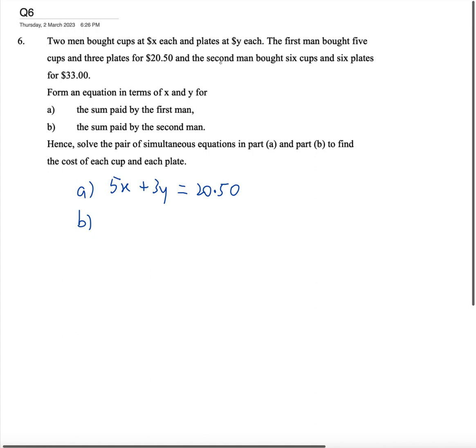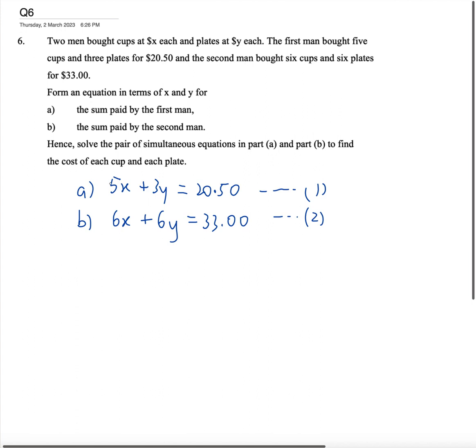The second equation is similar. We have 6 cups. 1 cup is X dollars, so 6 cups is 6x. And 6 plates, each plate is Y dollars, so 6y is the total cost for the plates. Total cost for the cups plus total cost for the plates will give us a total of $33. And these are our two equations.